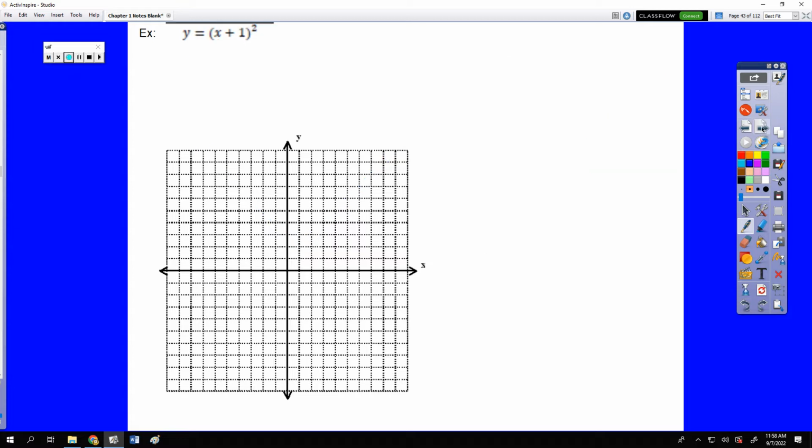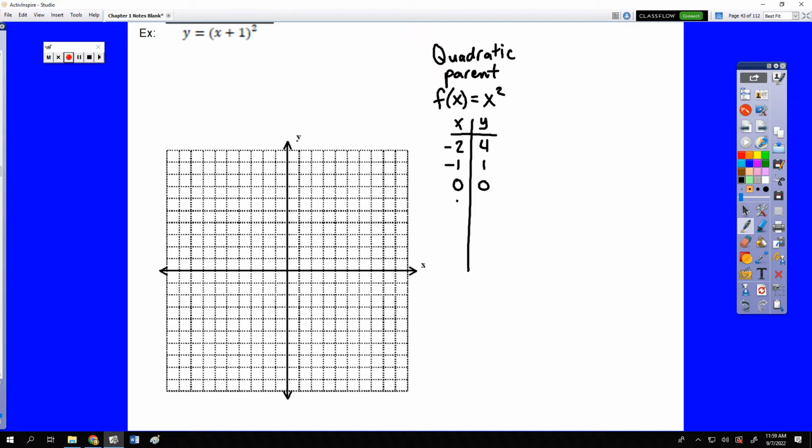Okay, our next example is a quadratic parent. This is a quadratic parent function. We recognize that we have an x squared term, which makes this a quadratic parent. That parent function is f of x equals x squared, which means our starting table is negative 2, 4, because when we square negative 2, we get 4. Negative 1, 1, 0, 0, 1, 1, and 2, 4.